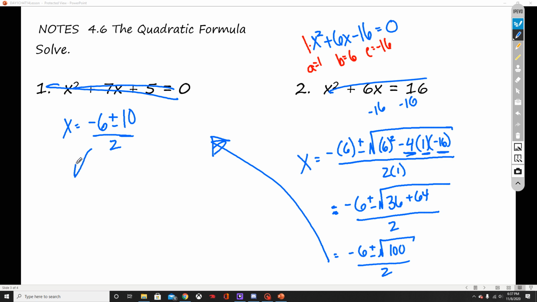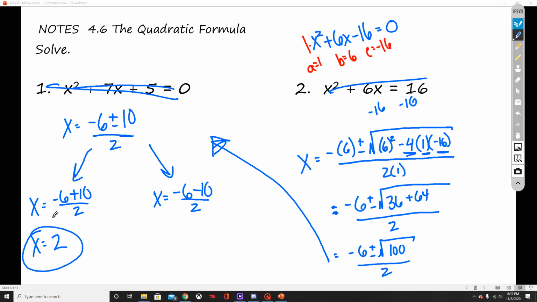All right, this represents two solutions. It represents negative 6 plus 10 over 2, and it represents negative 6 minus 10 over 2. Well, negative 6 plus 10 is just 4. And 4 divided by 2 is just 2. So this one simplifies to just 2. The other one, negative 6 minus 10, is negative 16. And negative 16 divided by 2 is negative 8. So our other solution is negative 8.